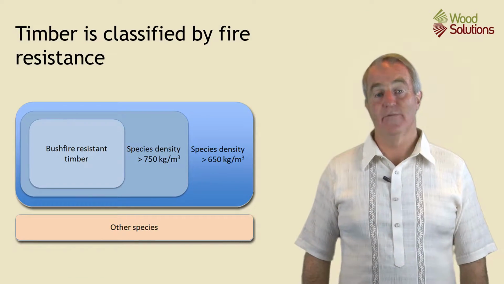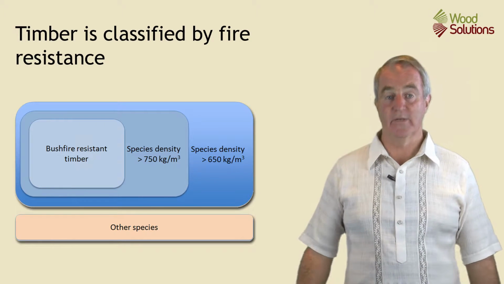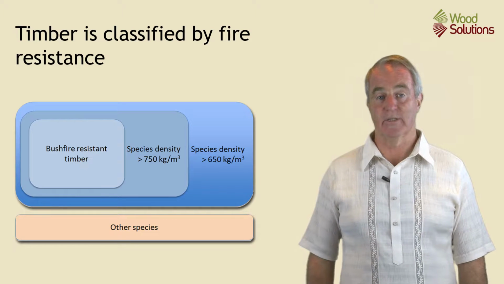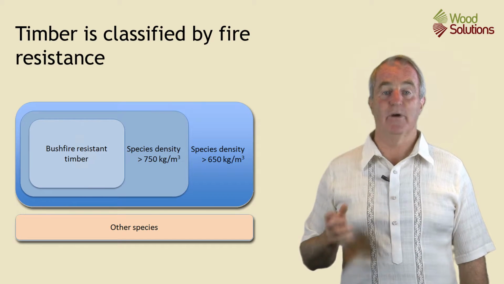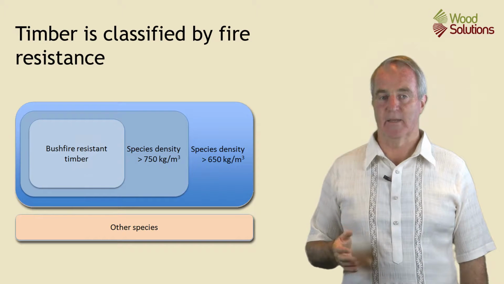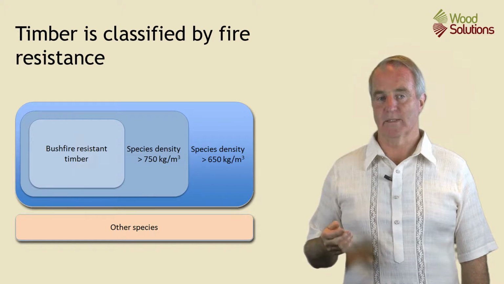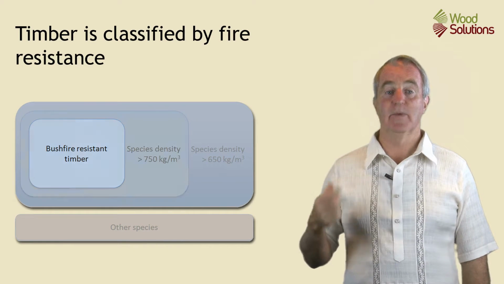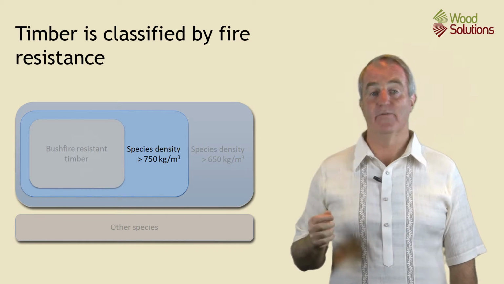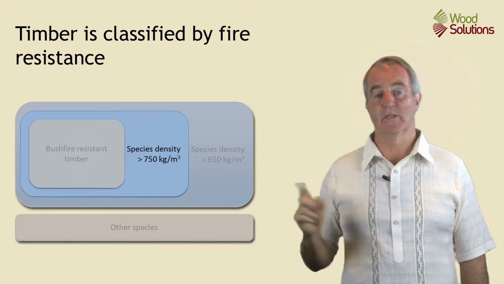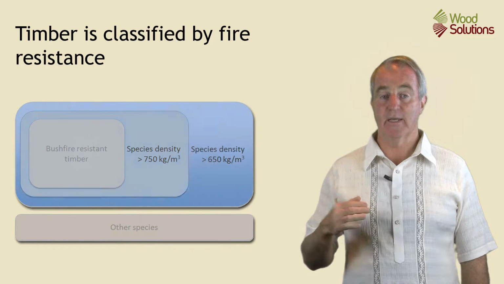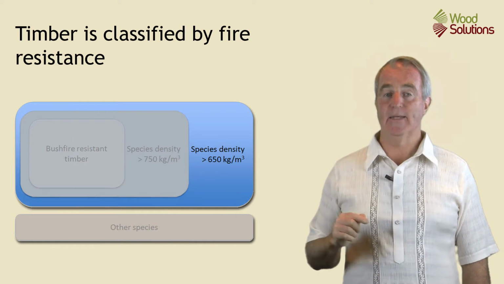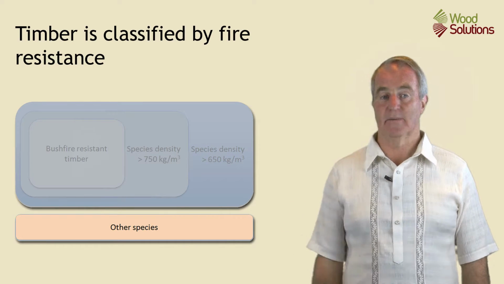Under AS 3959, timber is classified by fire resistance, and its use in particular applications is determined by this classification. The resistance is classified by timber species and it's based on density. There are four basic groupings. The first is bushfire-resistant timber. Then, species with a density greater than 750 kilograms per cubic metre at 12% moisture content. The next is species with densities greater than 650 kilograms per cubic metre. And lastly, there is other species.